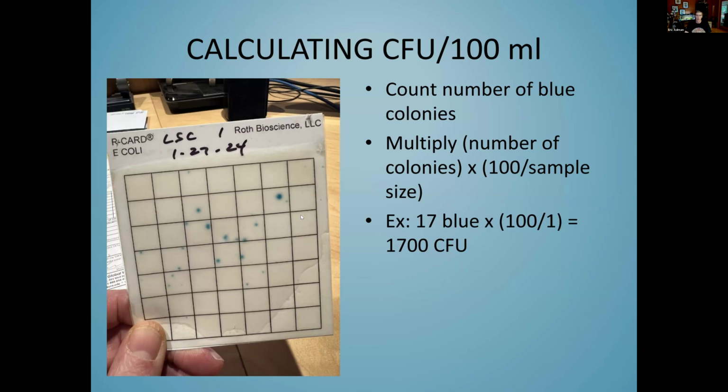Another question is, what do you count as a colony or what do you not count? I can see just a faint dot that you can barely see that's smaller than the size of a period on a printed page. I'm not going to count that. But if it's a distinct blue dot that is easily visible, I'm going to count it. So in this case, we've got 17 colonies. Doing the math, this was a 1 ml sample, so if this was a 100 milliliter sample, this would be 1,700 colony forming units.